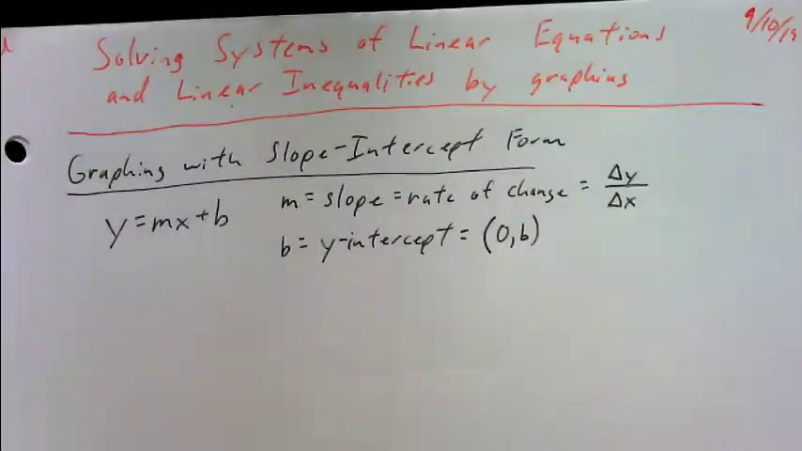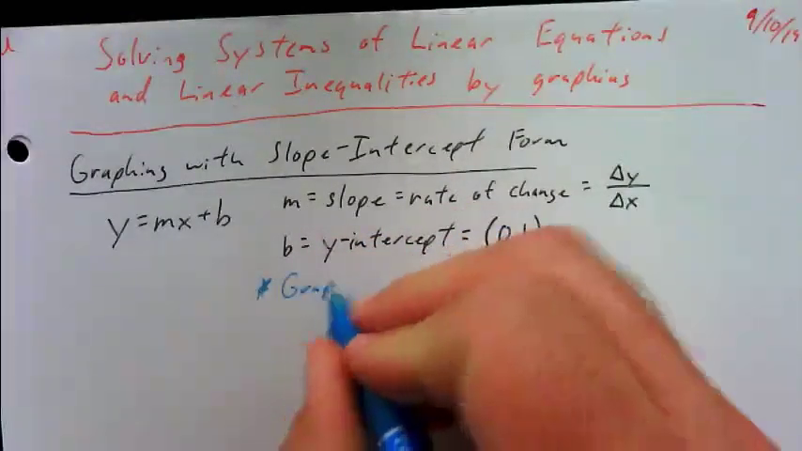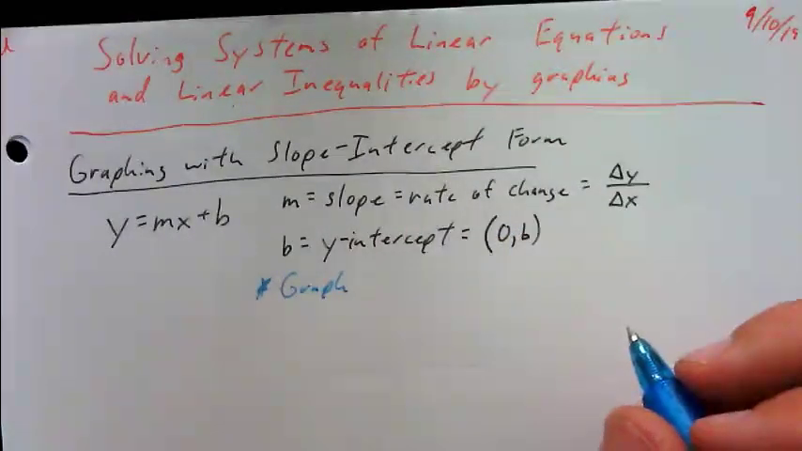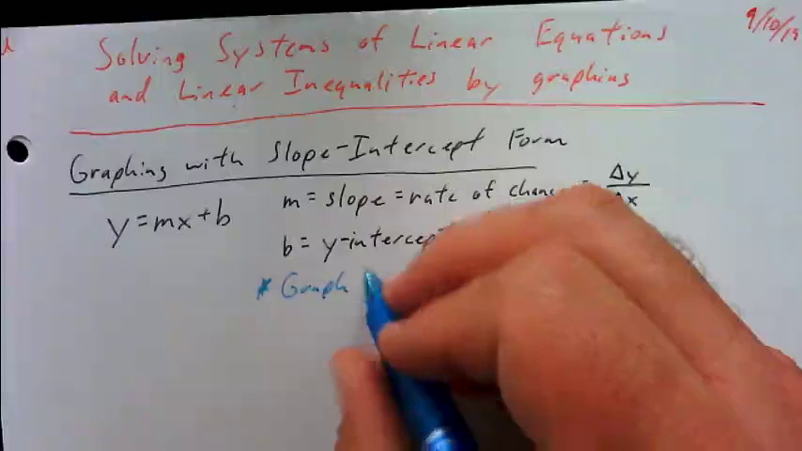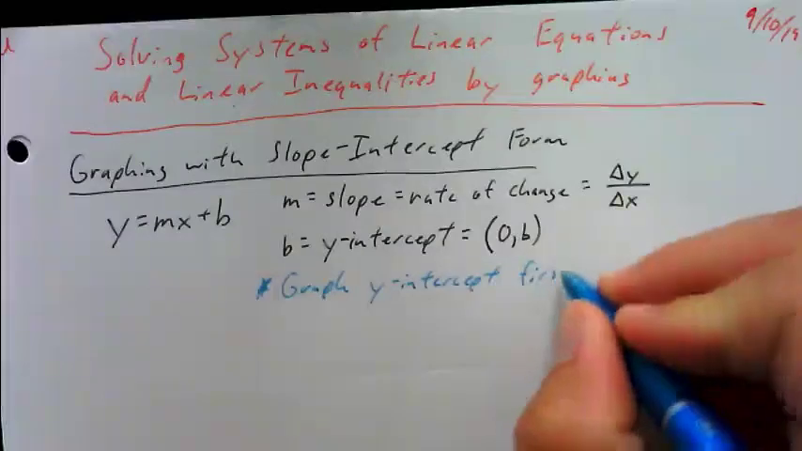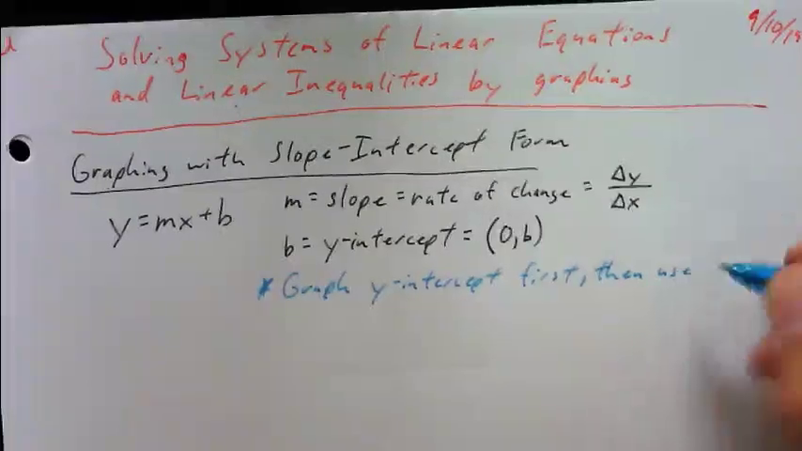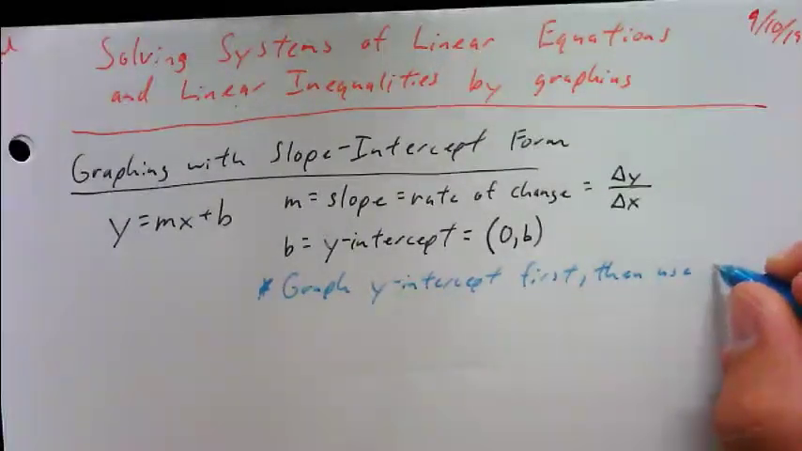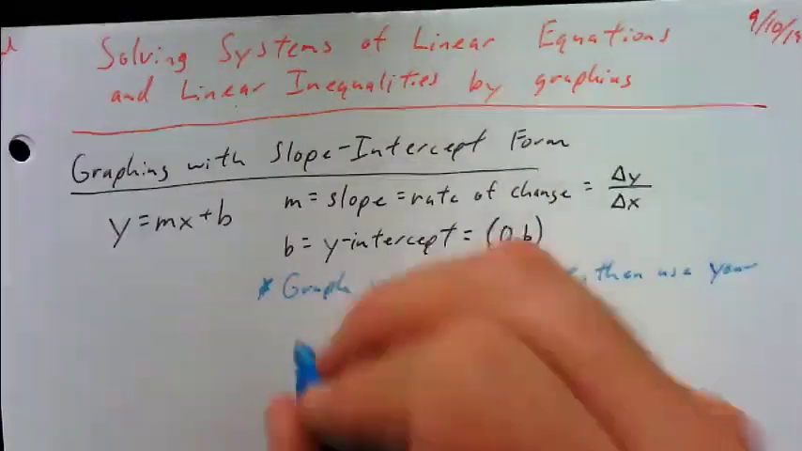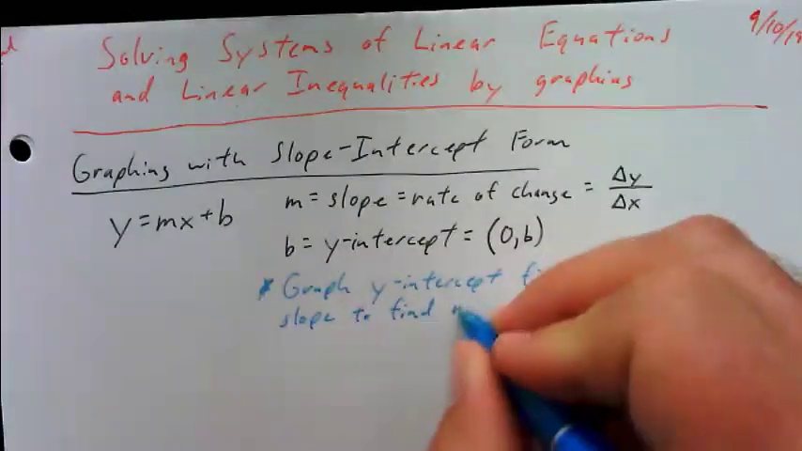Now, which thing do you graph first? Is it the slope or is it the y-intercept? You want to graph the y-intercept first. Then use your slope to find more points.